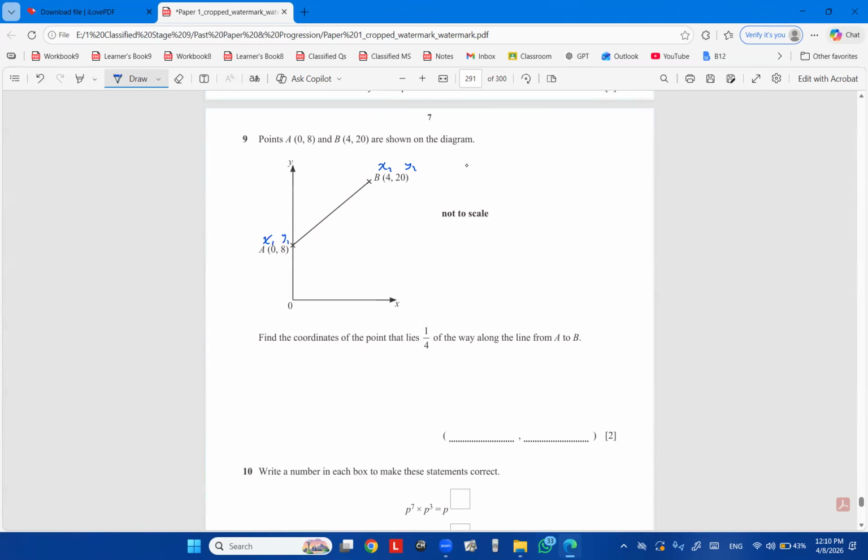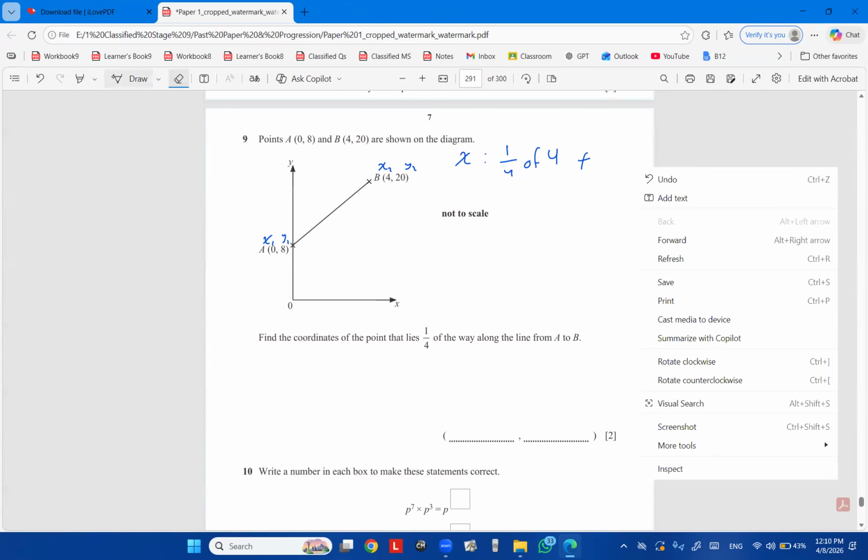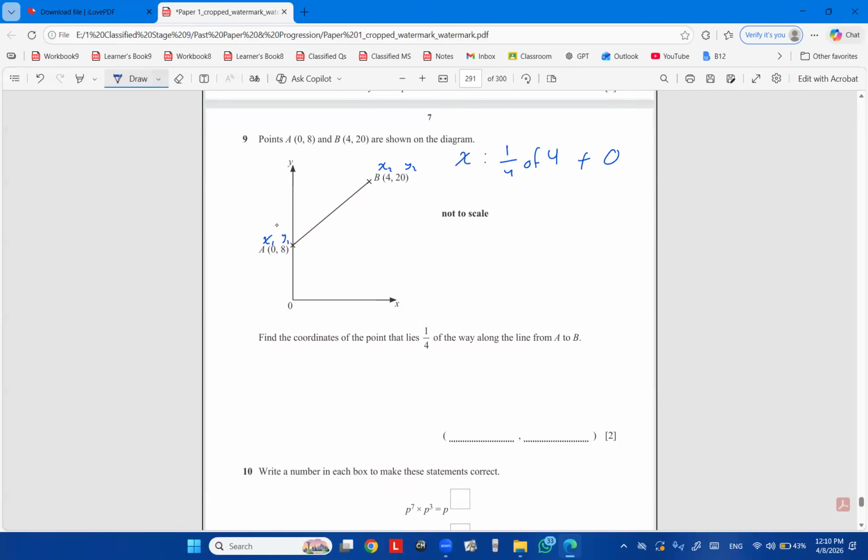So that's to find x. I want 1/4 of the change that happened to x. From 0 to 4 is 4. Then you add it to x1, which is actually 0. So I'm going to add it to 0. So 1/4 of 4 is just 1, plus 0, which is 1.